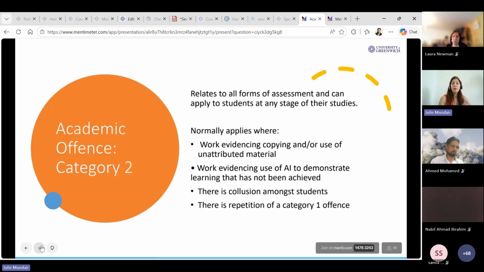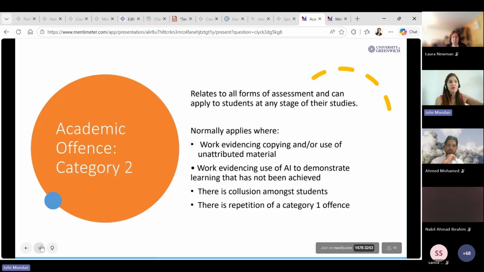Category 2 could be at any time of their studies. Again, this is copying and pasting or using unattributed material, or it's evidencing that AI has been used and learning actually hasn't taken place. So the email that I showed you earlier was of a student who basically had ChatGPT write the whole assignment. I sent an email and asked the student to attend, they didn't attend, and so I put it as a category 2, and I minused the grade.